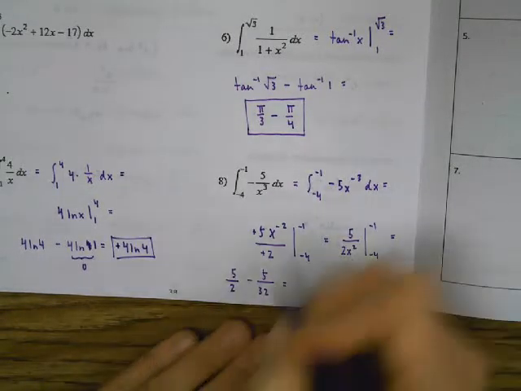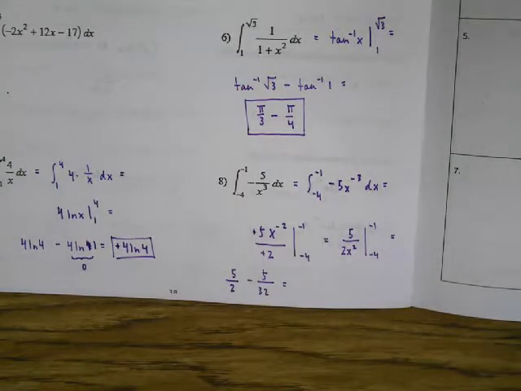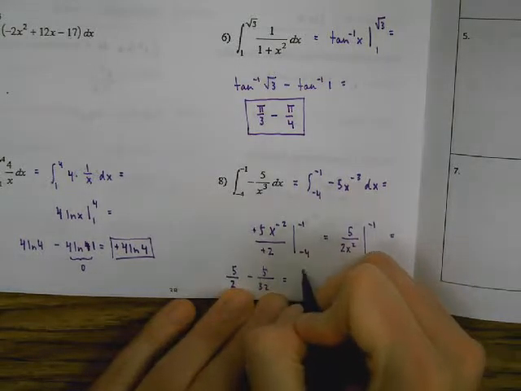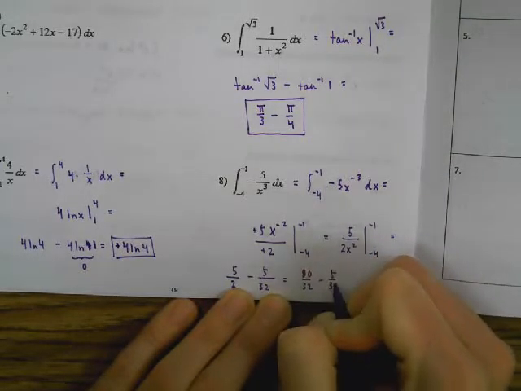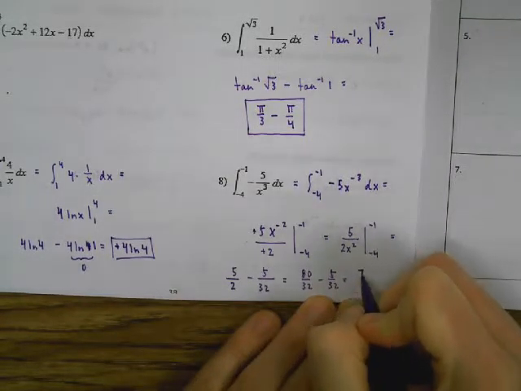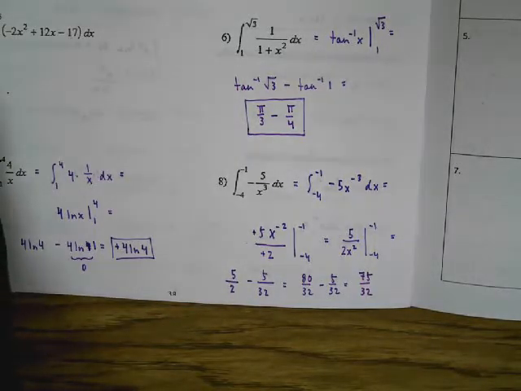So I'm just going to get like denominators here. So if I multiply by 16, I'm going to get 80 over 32 minus 5 over 32. And so we're going to get a value of 75 over 32.